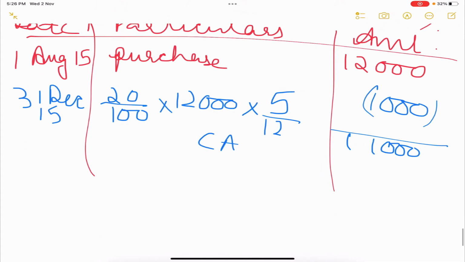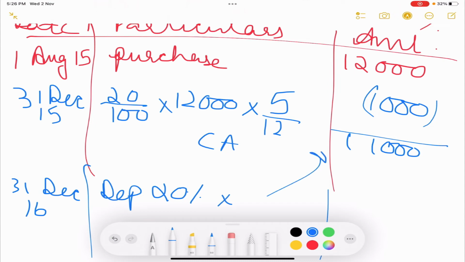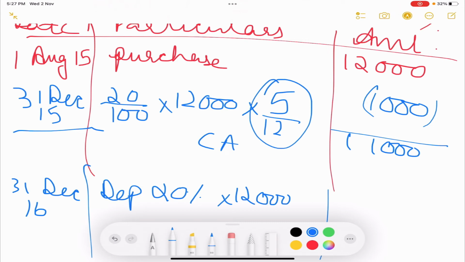In the next year, we will put depreciation for the entire year. Why? Because we have used it for the whole year now, right? So moving on to 31st December 2016, we have depreciation, which is 20%. 20% on how much? On 11,000? Am I right? No. Why? Because this is the straight line method. It would be on the cost value only, which is 20% of 12,000. Depreciation remains the same every year. That is right. But here we had to prorate it because we have used it only for 5 months. But that is not the case in the next year, because you are using it for the entire year.